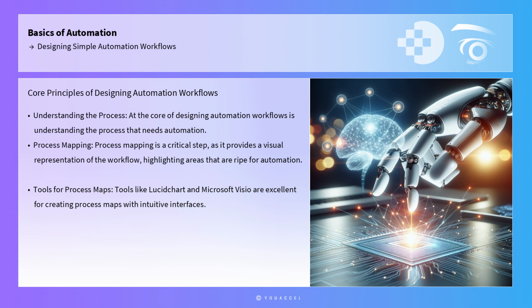At the core of designing automation workflows is understanding the process that needs automation. This involves mapping out the process, identifying repetitive tasks, and determining the desired outcomes. Process mapping is a critical step as it provides a visual representation of the workflow, highlighting areas that are ripe for automation. Tools like Lucidchart and Microsoft Visio are excellent for creating process maps. They offer intuitive interfaces that allow users to drag and drop shapes, connect them with lines, and label each step of the process. This visual representation makes it easier to identify bottlenecks and redundancies that could benefit from automation.